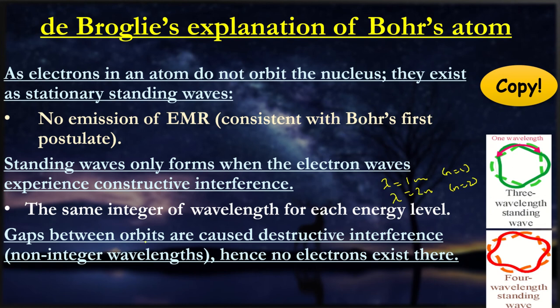The energy gaps between the orbits are caused by destructive interference. So any wavelength that we form that's not an integer of the fundamental wavelength, for example a wavelength of 1.5, can't be any particular energy shell. For any non-integer multiples of the fundamental wavelength, no electrons will exist in that gap.